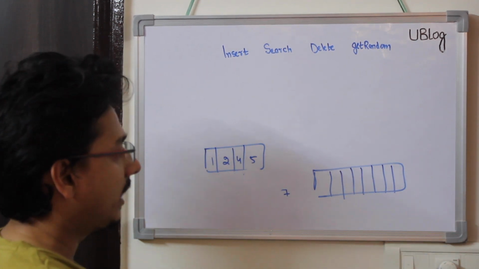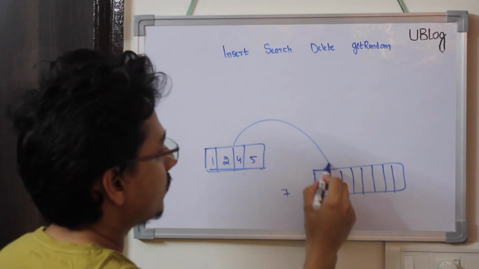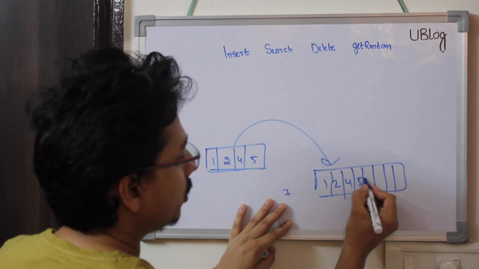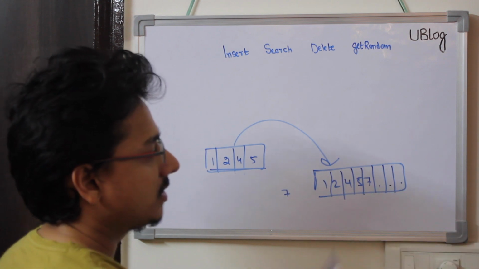Now the size of the array will be 8, and it will copy all the elements in the present array to the new array. All the elements will be copied here, and then we have space for a new element. So if any new element comes, it can be inserted in the space available.